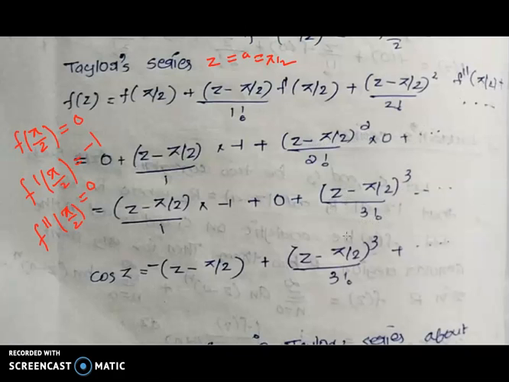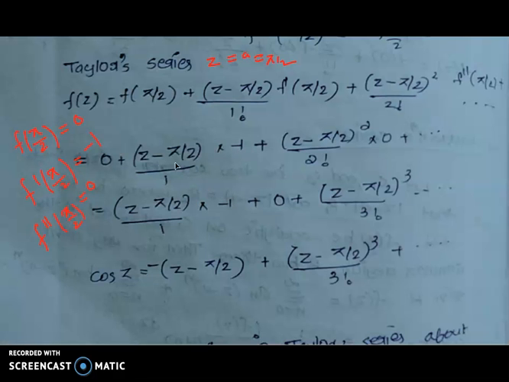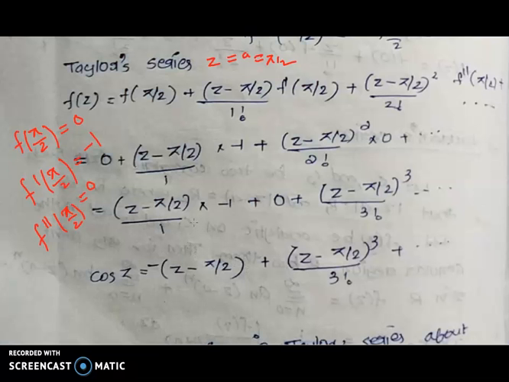If you continue like this, we get z minus pi by 2 the whole cube by 3 factorial into 1. So we can write minus, because we have a negative sign, minus z minus pi by 2, plus the term z minus pi by 2 the whole cube by 3 factorial, plus etc. It goes on like this. This gives the Taylor series expansion.